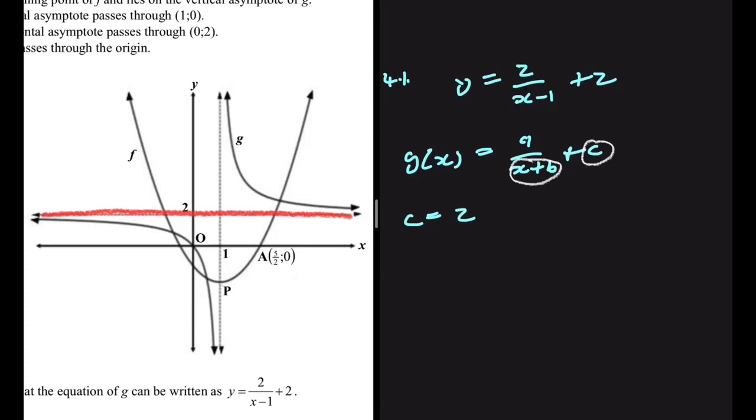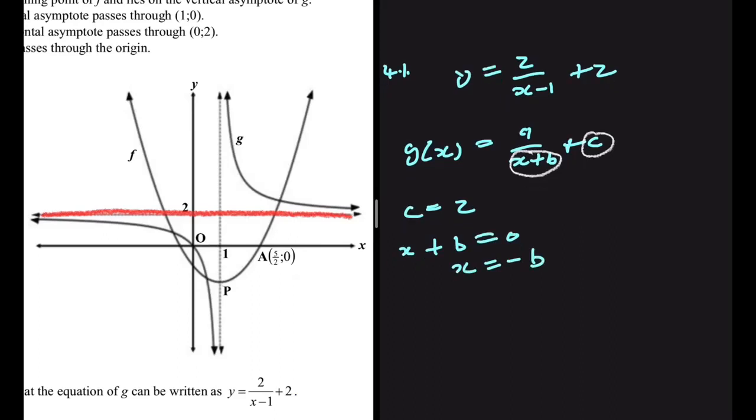Now we just need to find b using the vertical asymptote. Under normal circumstances, if you're trying to find the vertical asymptote, you're going to say that x plus b is equal to 0, and then x will be equal to minus b. In this example, the x value at the vertical asymptote is right here, x is equal to 1, so we're going to have 1 being equal to minus b. So if we solve for b, we're going to get b being equal to minus 1. So we have the value of c and we have the value of b. We just need to find a.